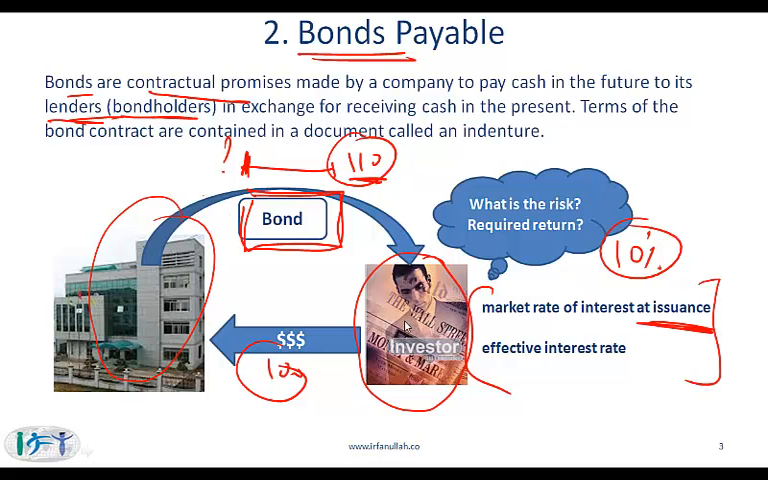In this particular reading, we are focused on how the company shows the bond on its financial statements at issuance and then over the life of the bond. When we do fixed income securities later, then we will take the perspective of the investor.